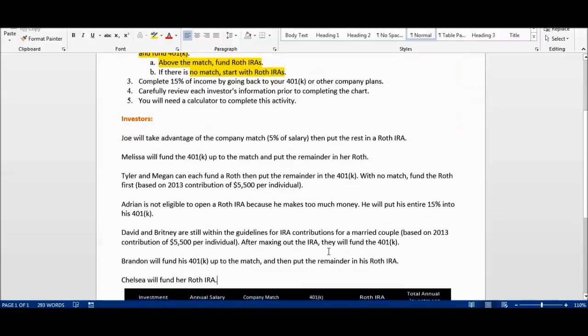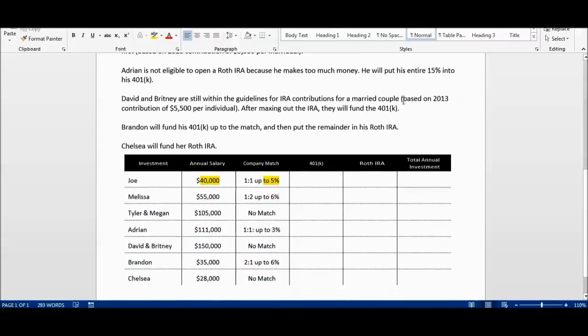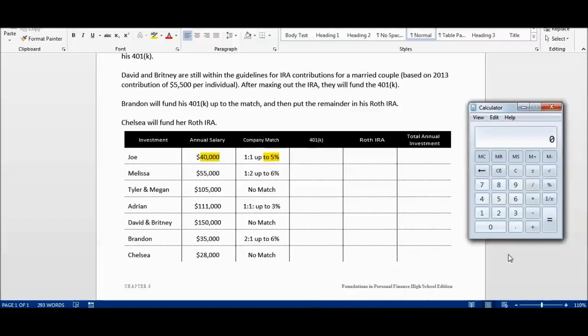So let's scroll down a bit. And we're starting off with Joe. And it says Joe will take advantage of the company match, 5% of salary, then put the rest in a Roth IRA. So before we can even start with the 401k, we need to calculate the 15% of Joe's annual salary. In order to calculate the percentage of his annual salary, we need to convert the percentage to a decimal.